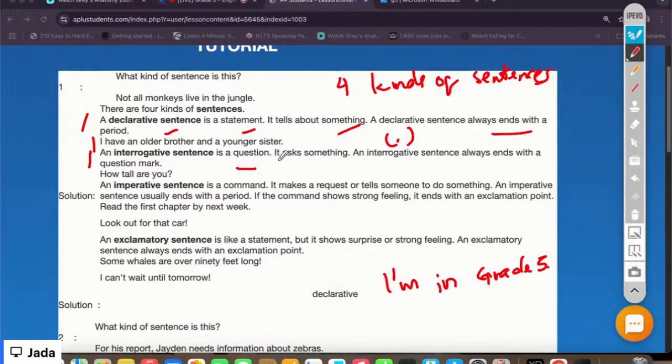So now next up we have an interrogative sentence. It is a question. It asks something. An interrogative sentence always ends with a question mark. It's like saying, how tall are you, or we could also say, how are you, with a question mark. So that's an interrogative sentence.